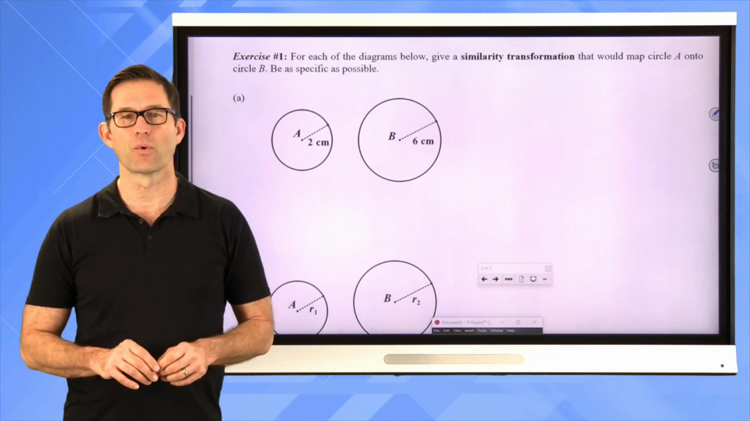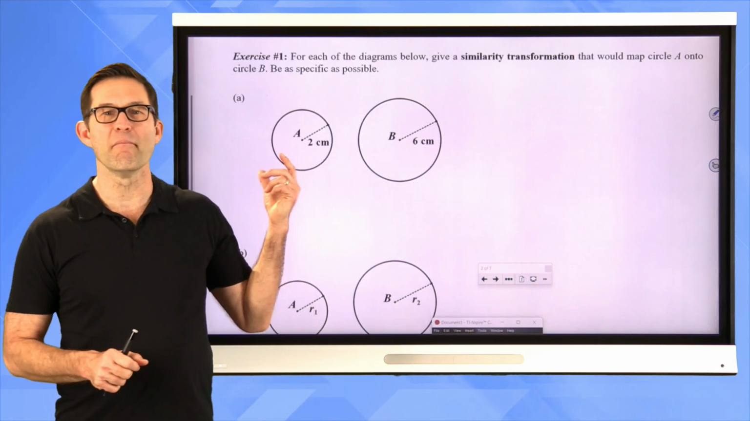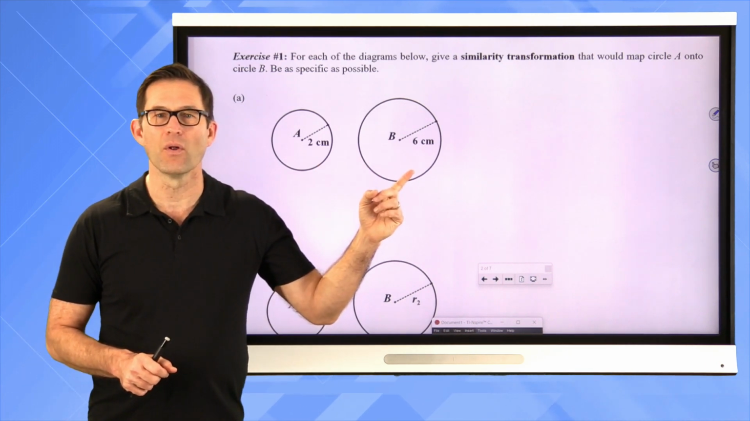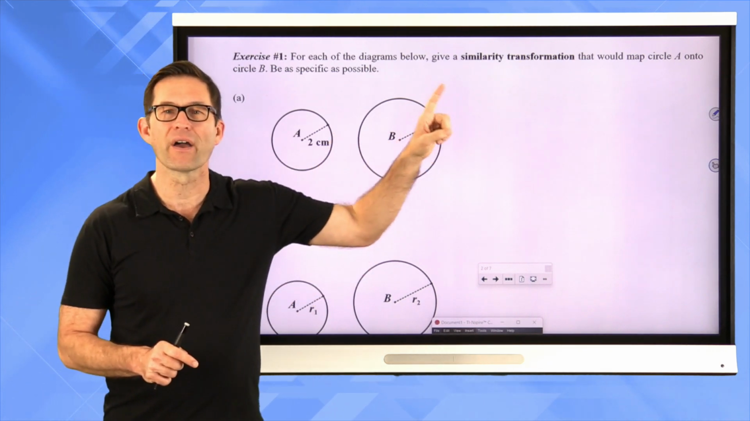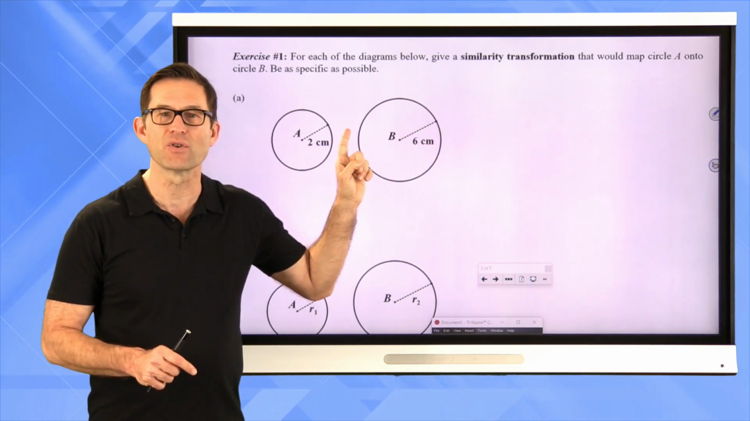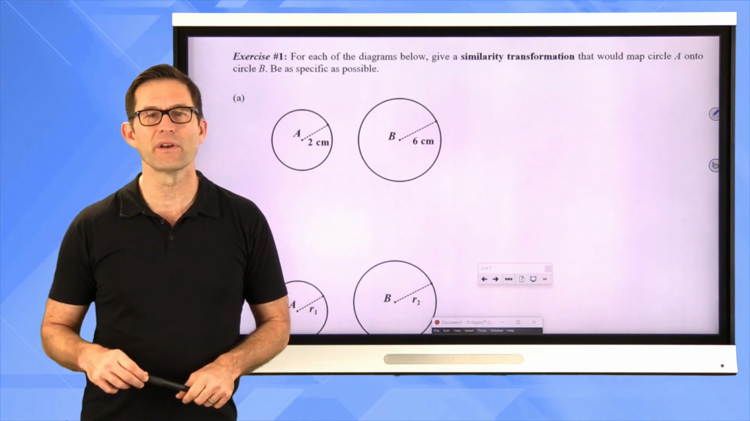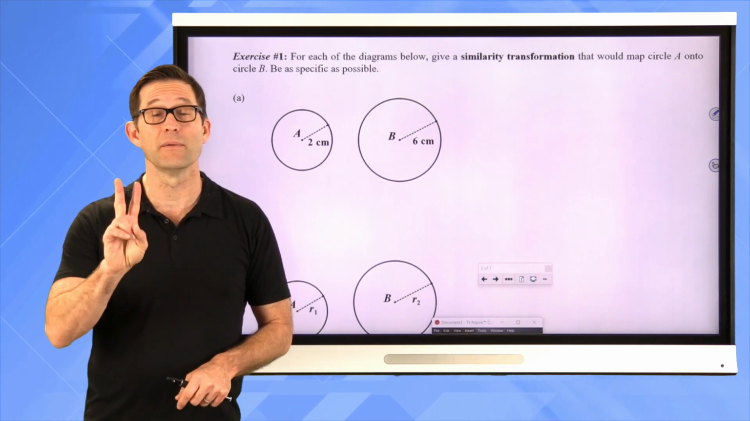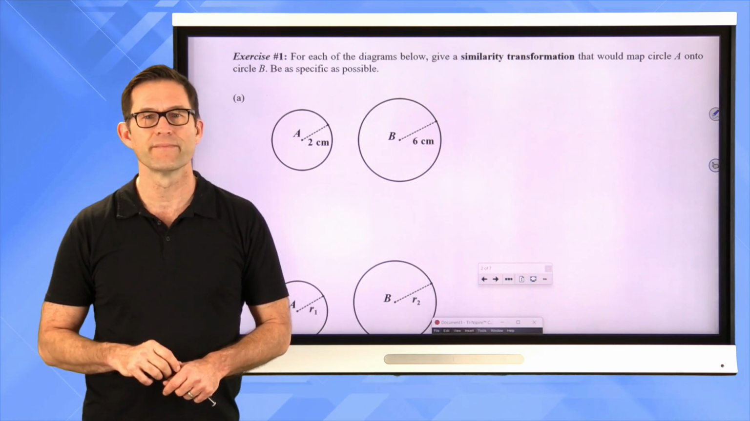Let's take a look at exercise number 1. For each of the diagrams below, give a similarity transformation that would map circle A onto circle B, be as specific as possible. All right, so if I wanted to map this circle onto this circle, what would I do? I want all the points in this pre-image to end up lying all along the points on this image. What would I do? Pause the video now and see if you can think about what the similarity transformation would be. There's going to be 2 steps, let me give you that as a hint, and they should be, I think, fairly obvious.